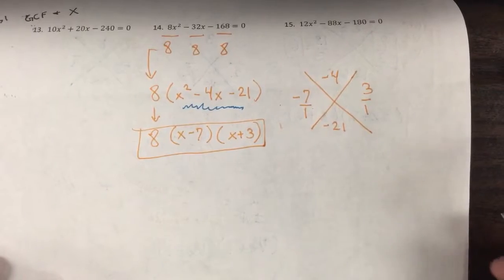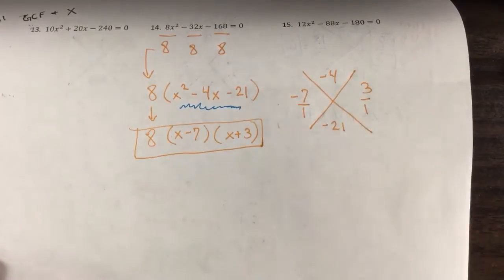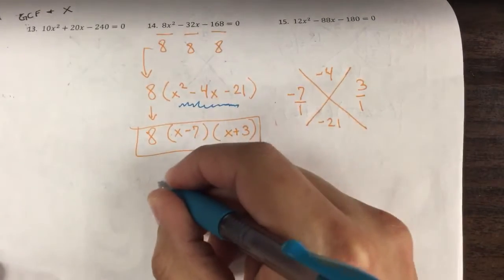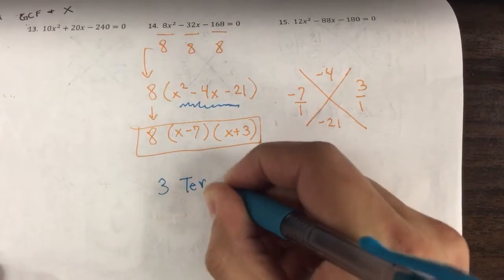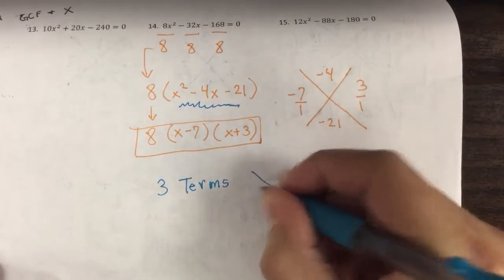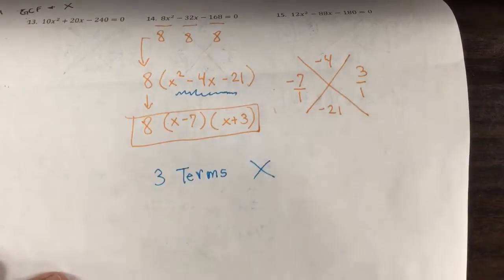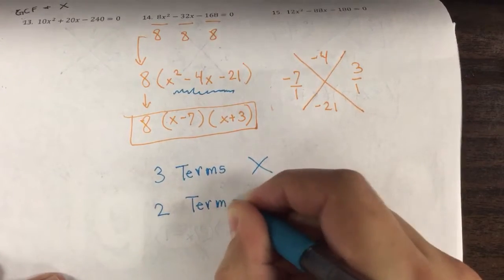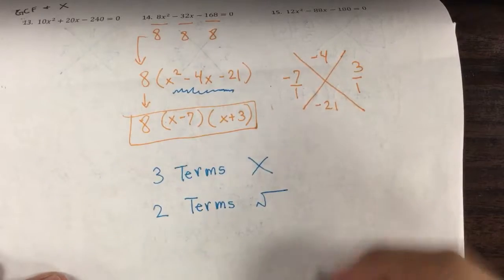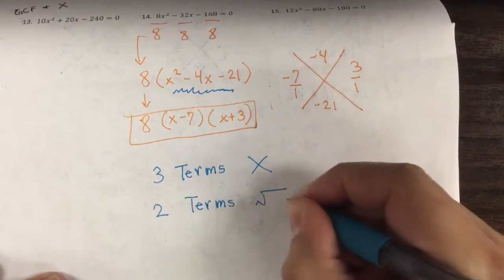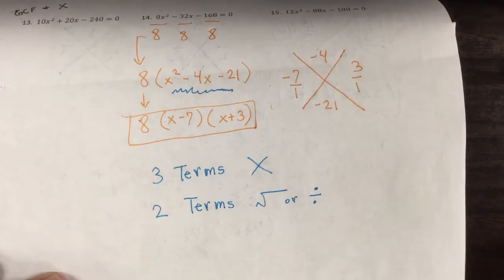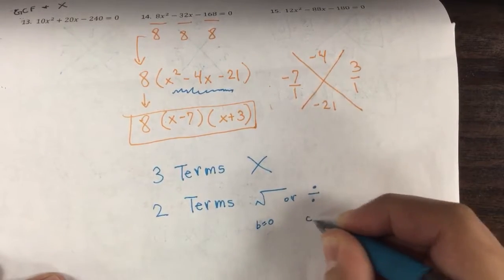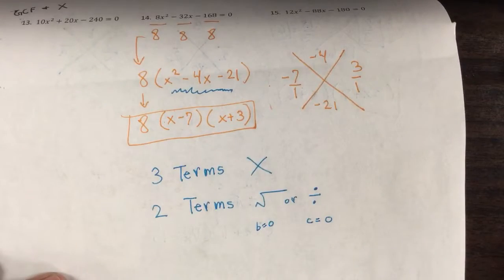Okay? So just to recap what we did, I know I have 3 different videos for this and I apologize, but just to recap, when I have 3 terms, okay, I'm going to do the X method for sure. When I have 2 terms, you have to decide whether to take the square root or to divide. Okay? So that would be square root for when B equals 0. And this would be divide when C equals 0.